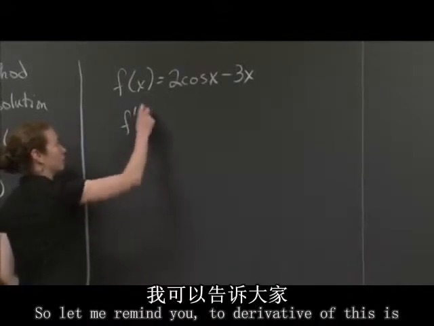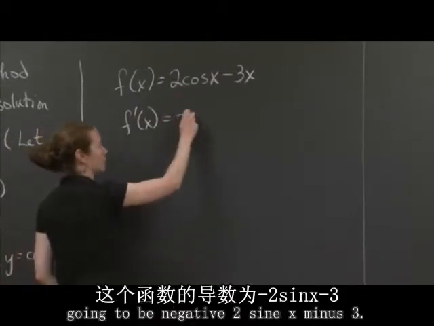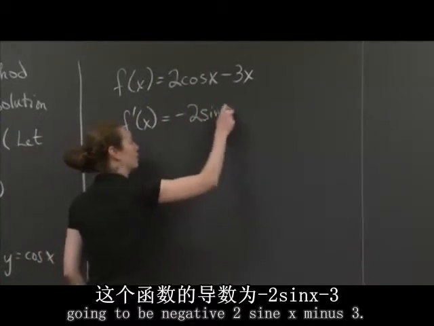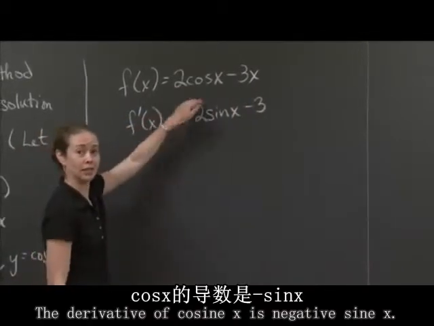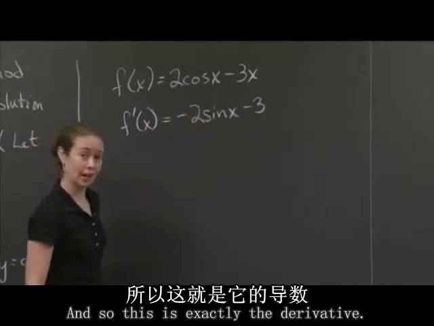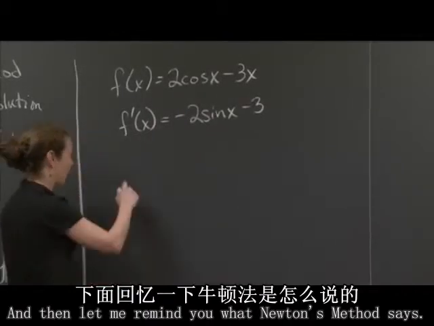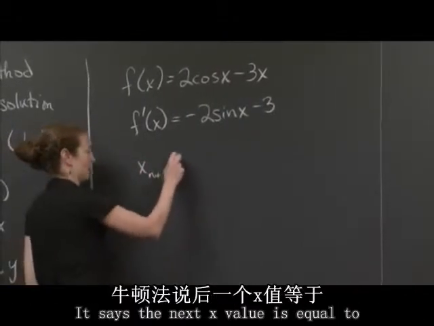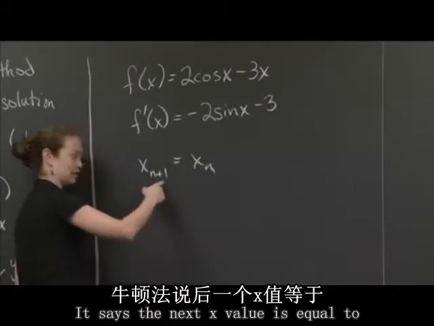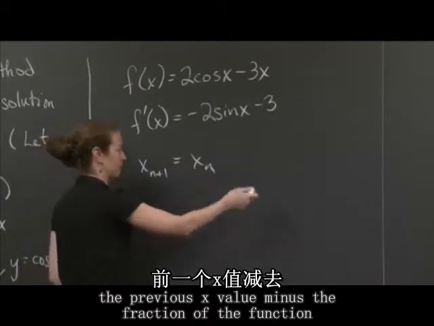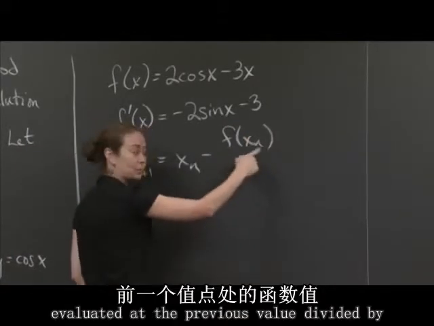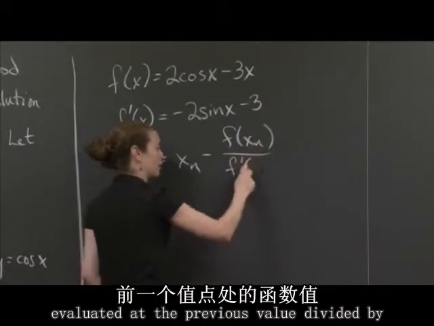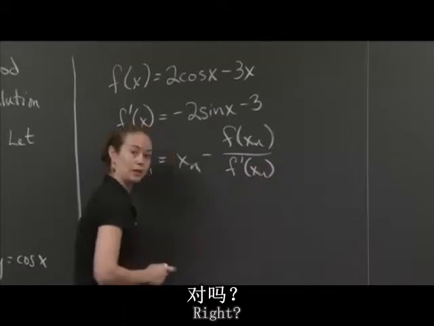We also need the derivative. So let me remind you the derivative of this is going to be negative 2 sine x minus 3. Right, the derivative of cosine x is negative sine x, and so this is exactly the derivative. And then let me remind you what Newton's method says. It says the next x value is equal to the previous x value minus the fraction of the function evaluated at the previous value divided by the derivative evaluated at the previous value.